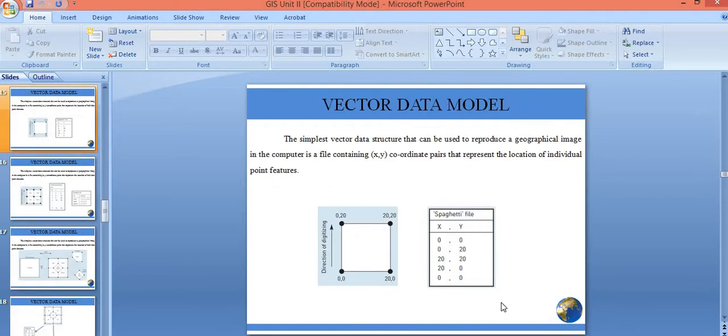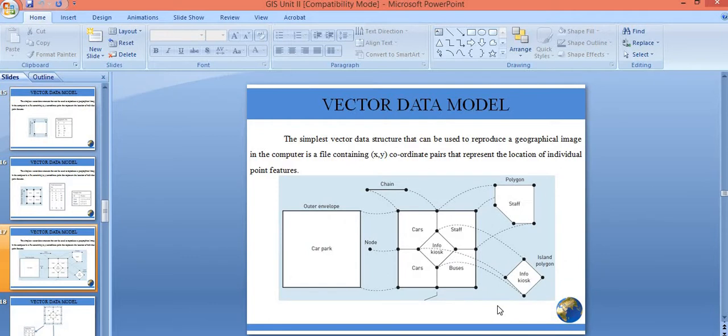So far we discussed the raster data model, and also raster data compression. The next comes the vector data model. As we already discussed, in the vector data model you represent the spatial data by using 3 entities: either points, lines, or polygons. Okay, fine. Now let us discuss some examples.